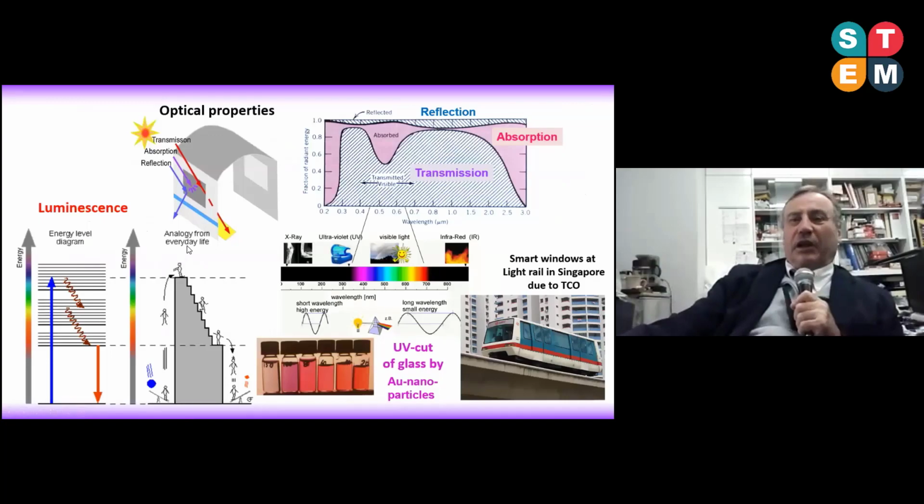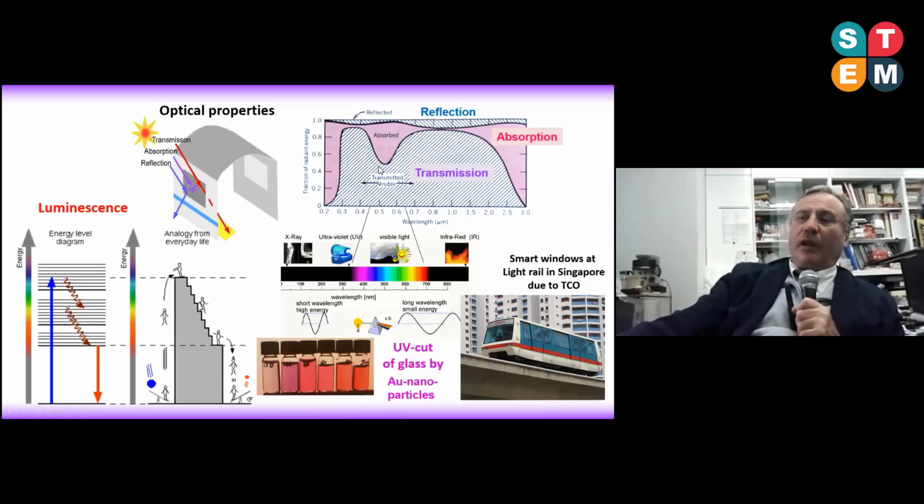These are the optical properties of any material. There are three parts: reflection, absorption, and transmission. Depending on the wavelength, each of these parts can be stronger or weaker.